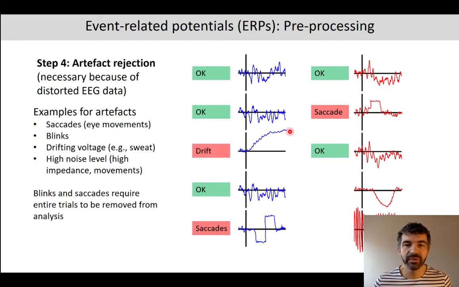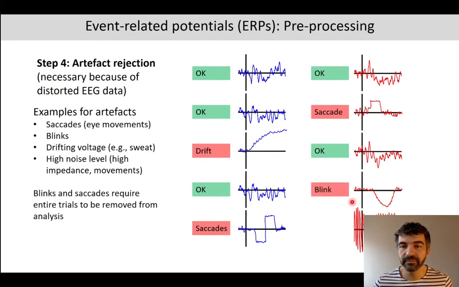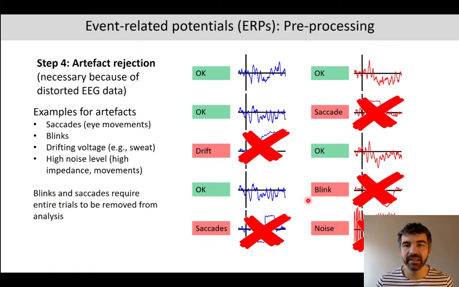This is a drift. So this might be, for example, a participant sweating. It could also be that an electrode is not perfectly attached to the cap, or that the dry gel is preventing a good electrical connection. Here we have a blink. That's another thing we would need to extract. And this is some random noise. So this could be that the electrode is completely detached from the cap, or it could be a faulty electrode. So we need to take these out and just keep those that we think do not contain any artifacts.